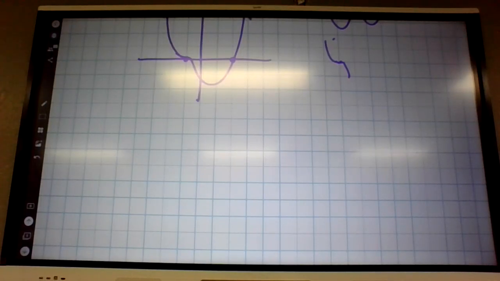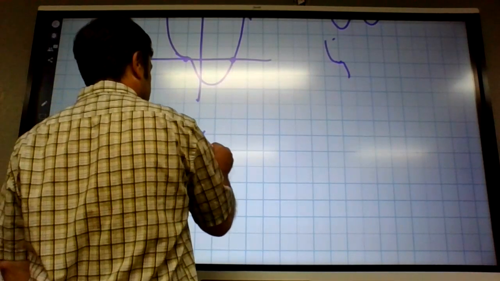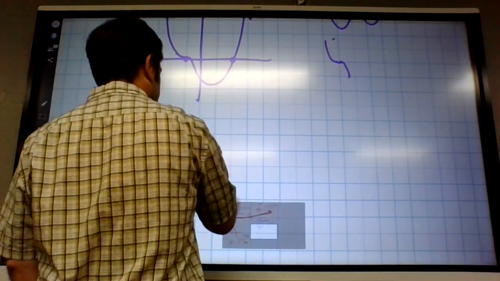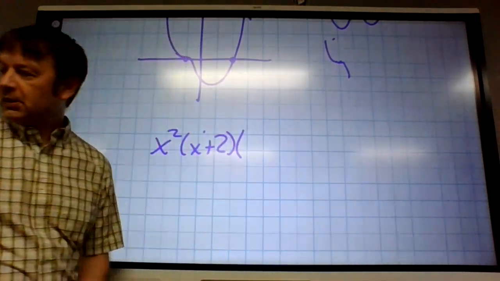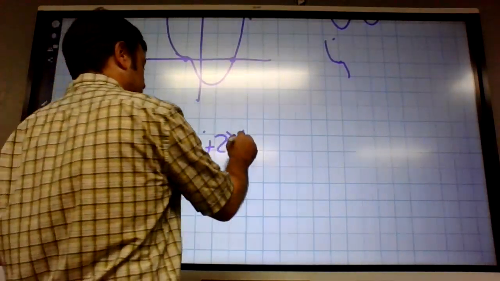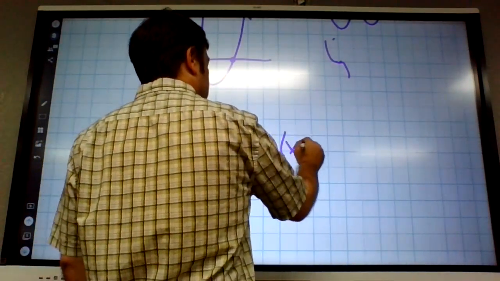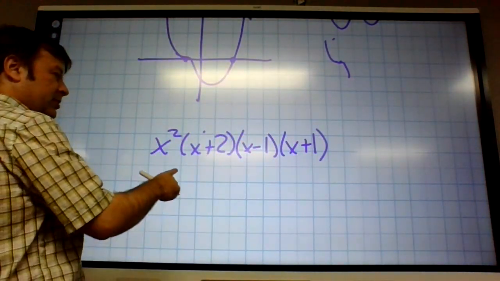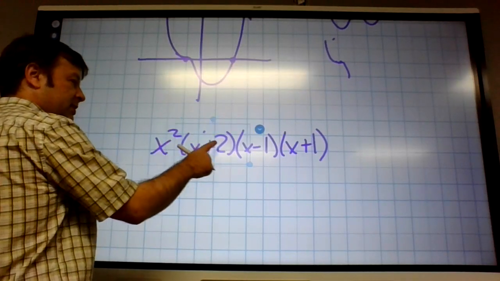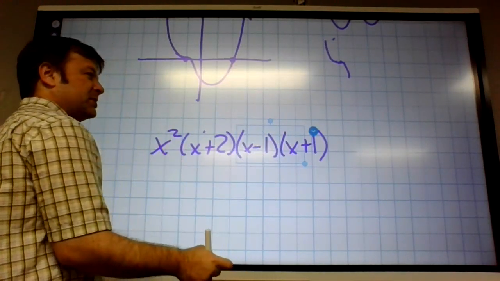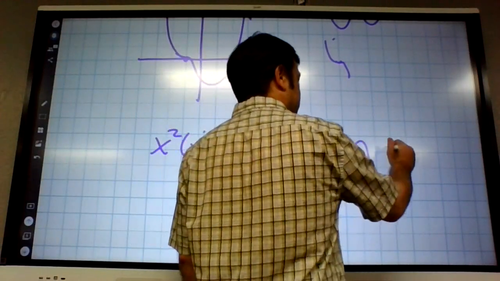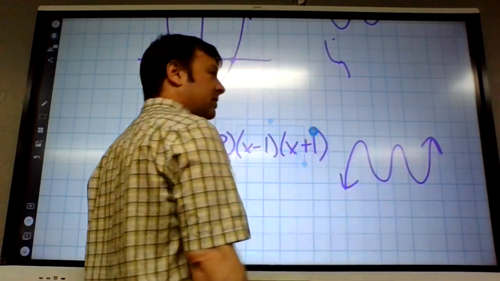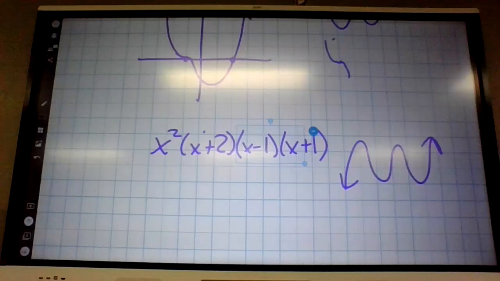I lost my place. 11? Yeah. X squared, x plus 2, x minus 1, x plus 1. Oops. X minus 2, x minus 1, x plus 1. Okay, if we multiplied all these together, what would the degree be? 2, 3, 4, 5. You guys remember what shape a 5 took? I kind of think of it as a snake.